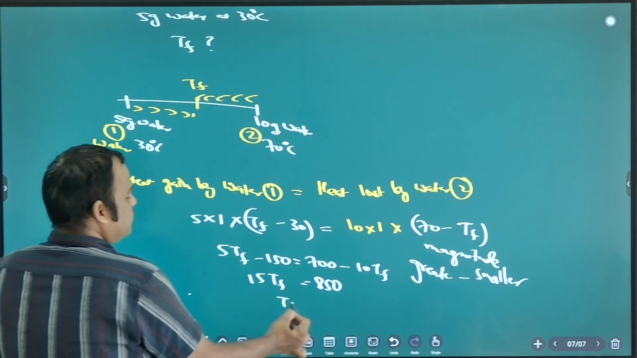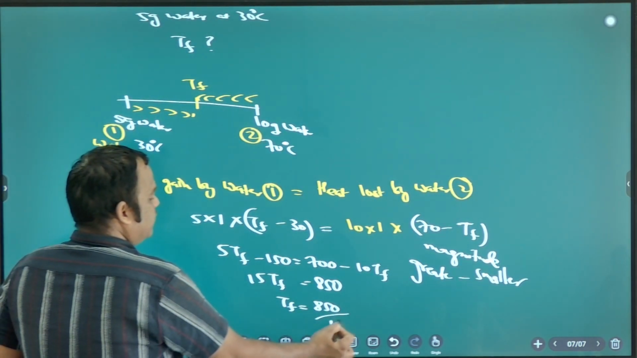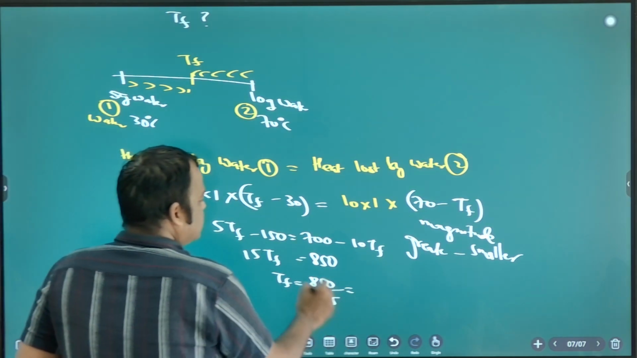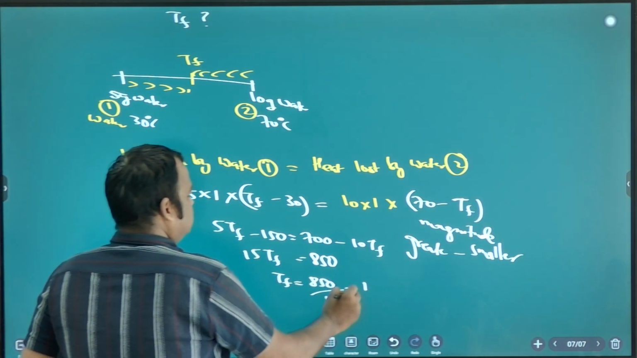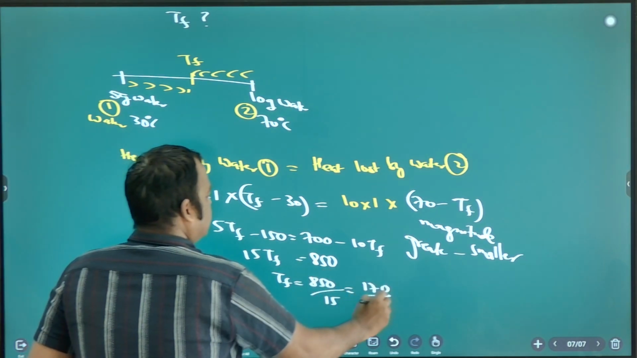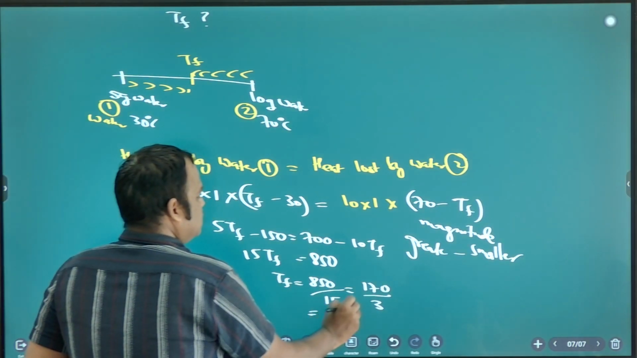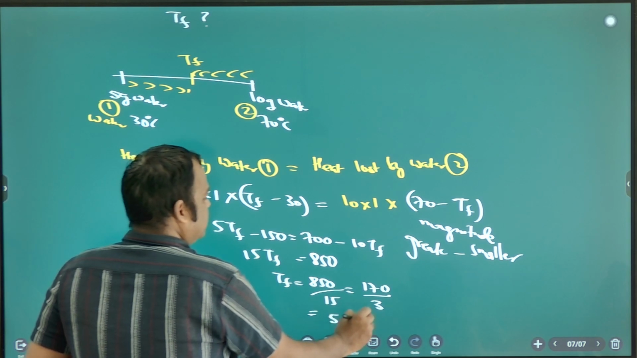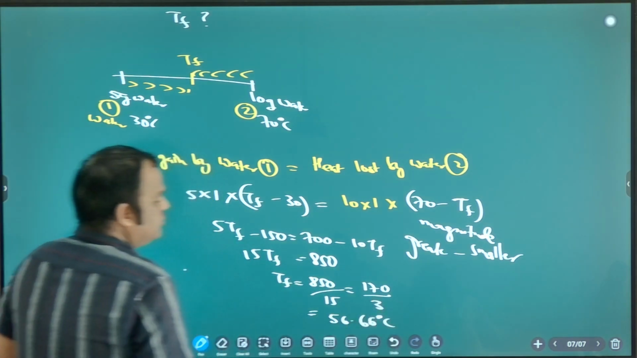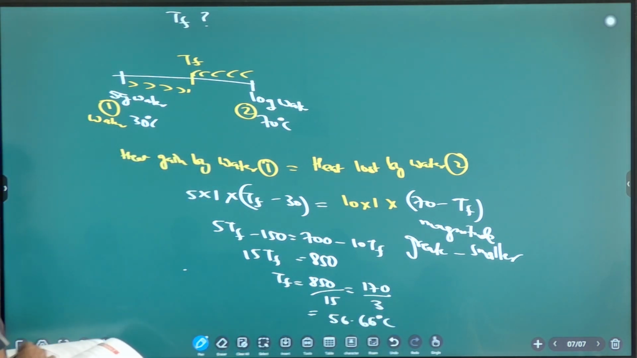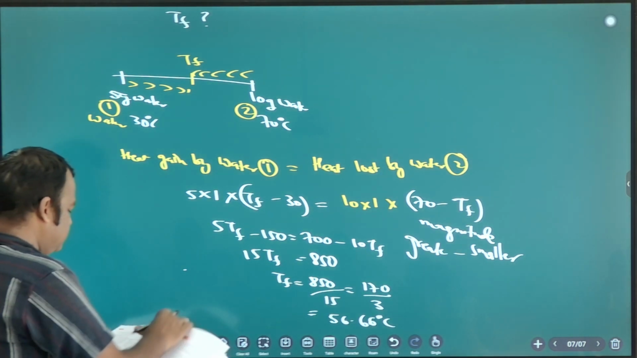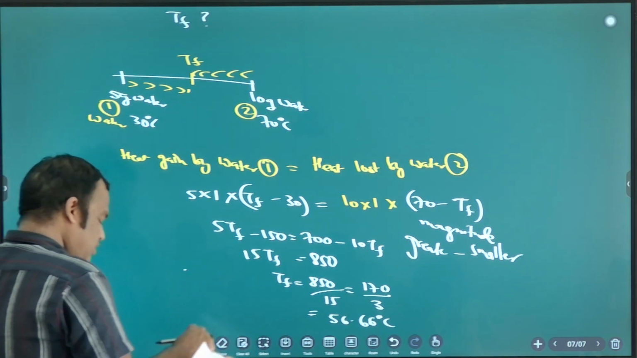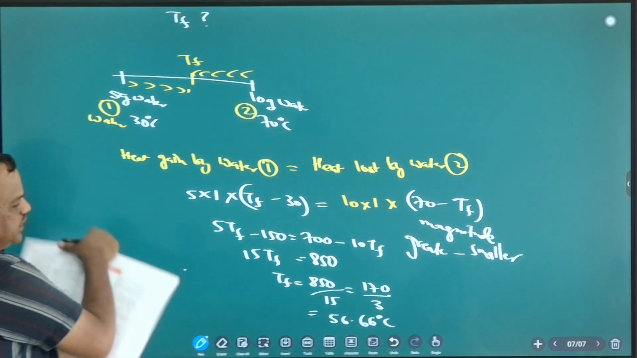So what is Tf? 850 by 15. Tell me the final answer. Solve. Cancel by 5: 170 by 3. So 56.66. Okay, 56.66 degrees Celsius. Note down. 56.66 degrees Celsius.